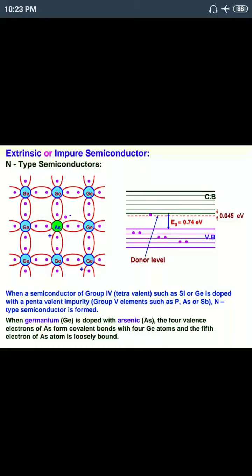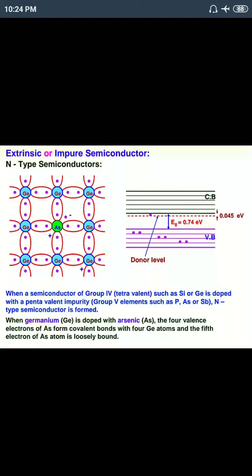Today we discuss another topic from semiconductor devices, that is the PN junction. In the previous video we discussed the two types of semiconductor. One is the intrinsic semiconductor, or pure semiconductor, and the other is the extrinsic semiconductor, or impure semiconductor, which is of two types.